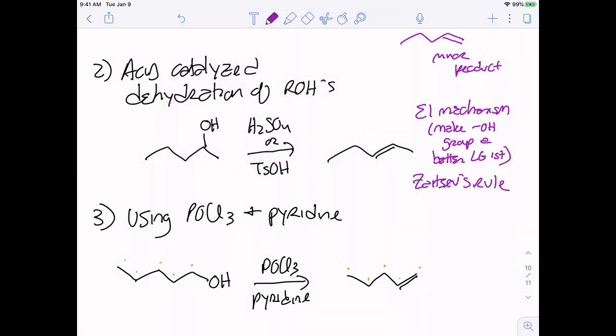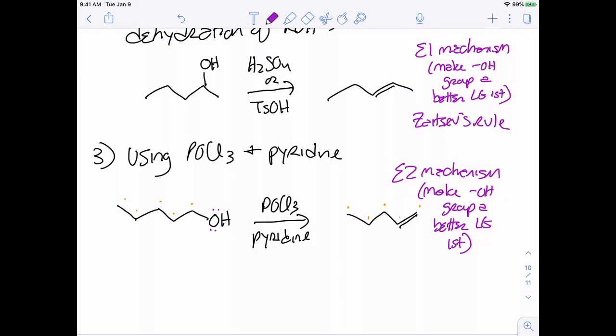This was that E2 mechanism, but of course our hydroxyl group is a bad leaving group, so we need to make that better first, and that's where that POCl3 came in, right? One of those lone pairs on that oxygen attacked the phosphorus. We lost a chlorine. There was a few other steps in there, but we need to make that hydroxyl group a better leaving group first.